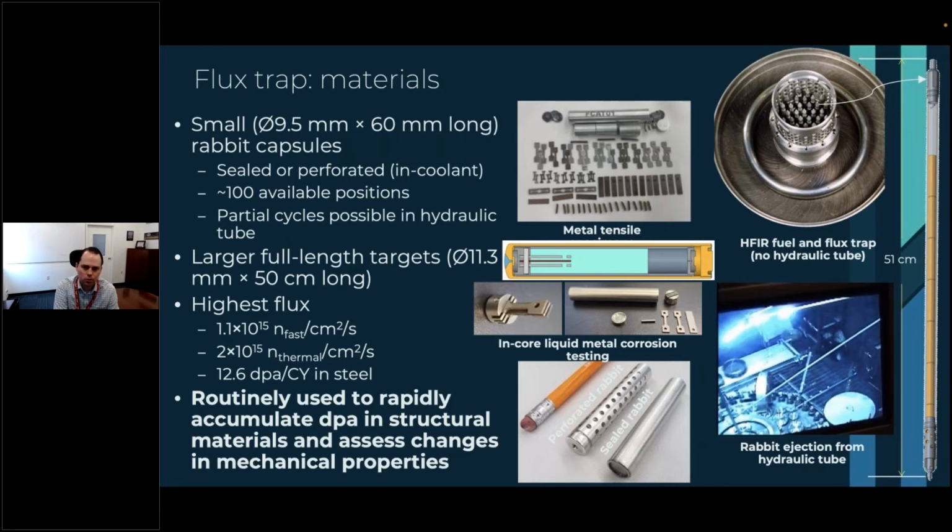But generally, this is where we conduct our structural materials irradiations, and the reason is, of course, it's the highest flux region. We can get well over 10 dpa per calendar year in steels. And that's sort of our bread and butter, putting dose on structural materials rapidly. Next slide.